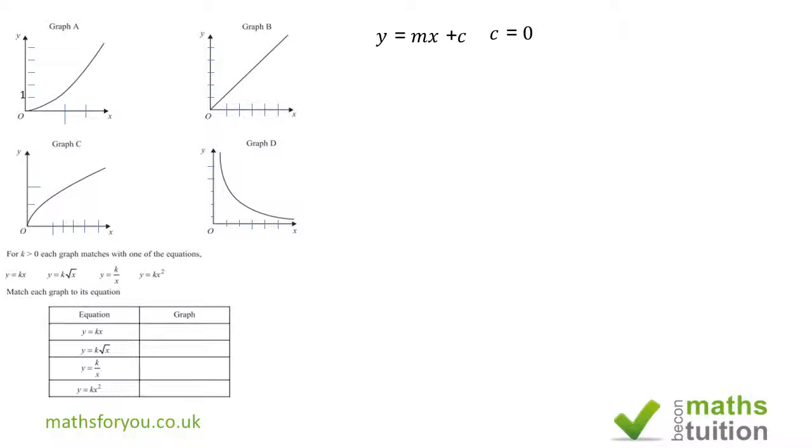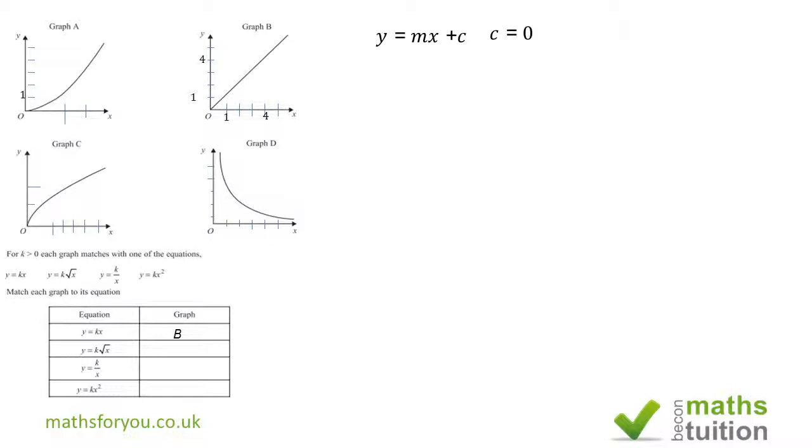If x has a value, y has got the same value. For instance, if x is 4, y is 4, and if x is 1, y is 1. So we can comfortably say that graph B here matches equation y is equal to kx, which is this one here, and that's what we got.